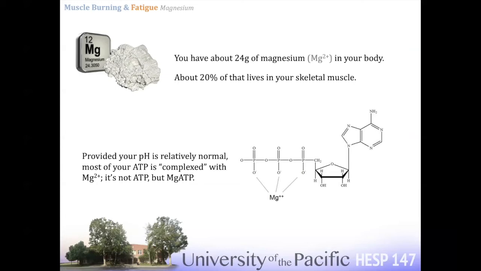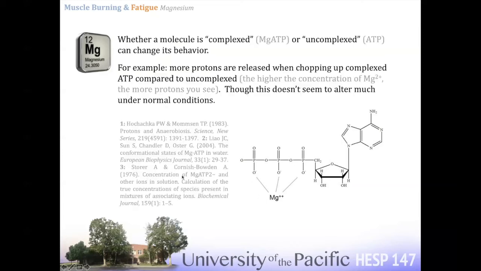If you get a whey protein powder, a scoop is like 22 grams of protein or whatever, that's about how much magnesium you have in your body. And about a fifth of that is in your skeletal muscle. That's where it lives. And most of your ATP is complexed with magnesium. It's magnesium ATP, and ADP, AMP, these have less of an affinity with the magnesium.